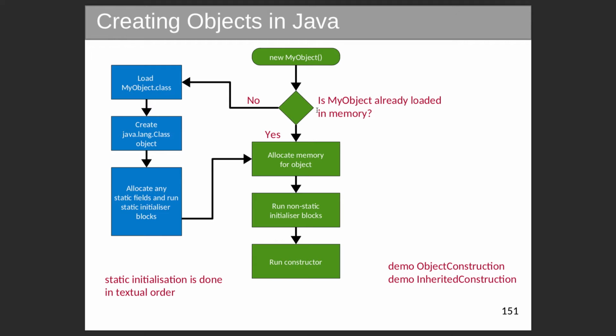OK, so static initialization happens first. It's done in textual order. It only happens once when you load the class. That happens for you in the background the first time you refer to it. Then you allocate the memory for the object, initialize the object, and run the constructor.